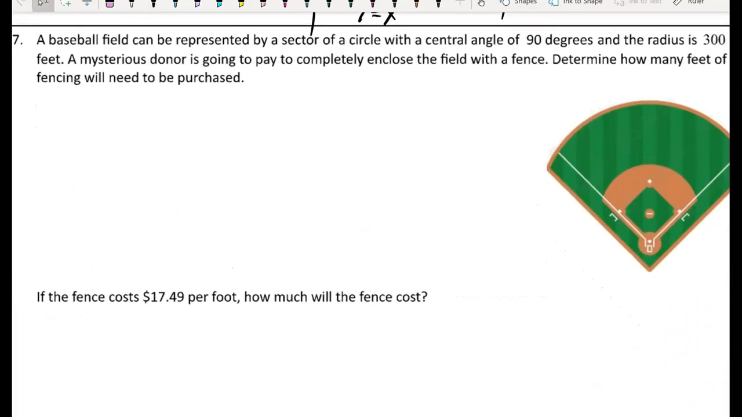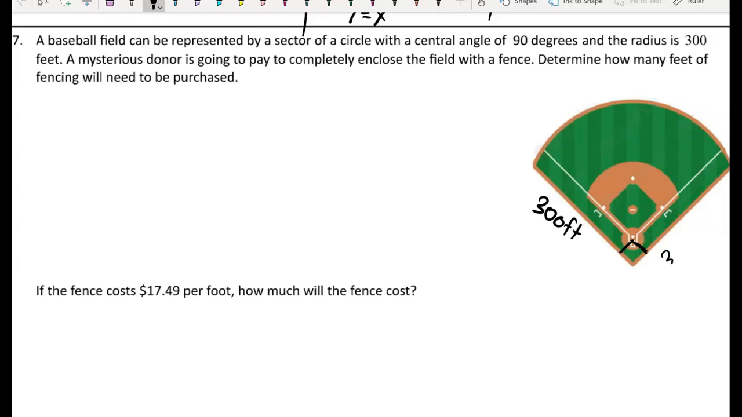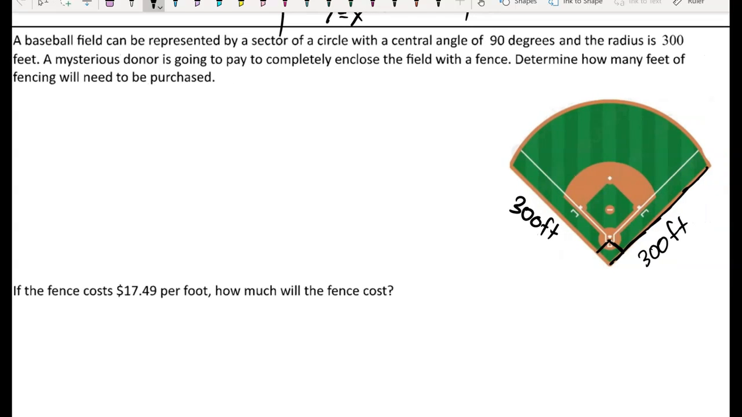Number 7. A baseball field can be represented by a sector of a circle with a central angle of 90 degrees. And the radius is 300 feet. So that straight side should be 300 feet, and that straight side should be 300 feet as well. A mysterious donor is going to pay to completely enclose the field with a fence. Determine how many feet of fencing will need to be purchased. Well, there's three parts of this sector, right? There's this straight side that's 300, so I'm going to need at least 300 there. There's this other straight side that's also 300, so I'll need 600 altogether for those straight sides.